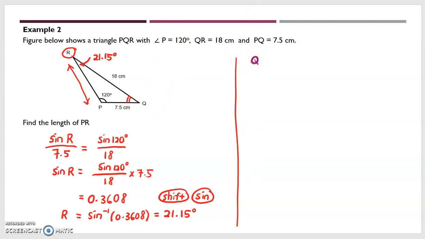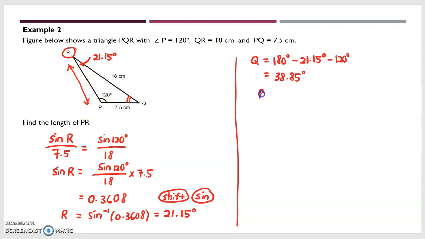Now I try to find the angle of Q. So our angle Q will be equal to 180 minus 21.15 minus 120 degrees, which is 38.85 degrees. Since we have Q, we can find the length of PR.